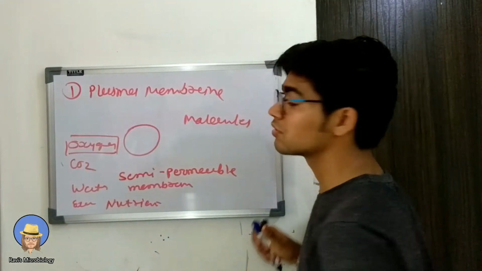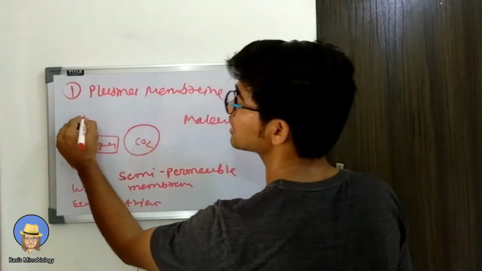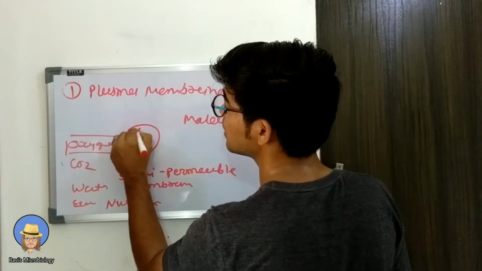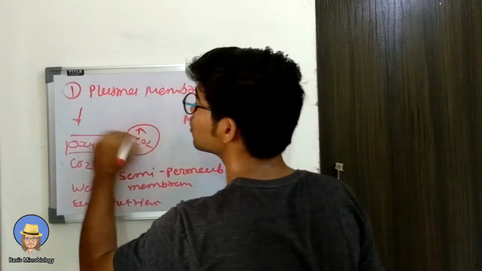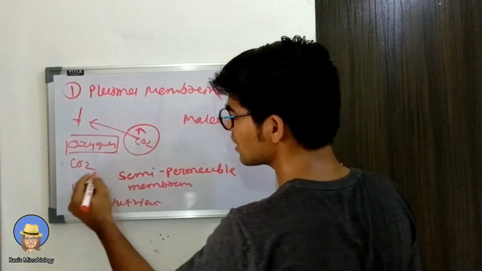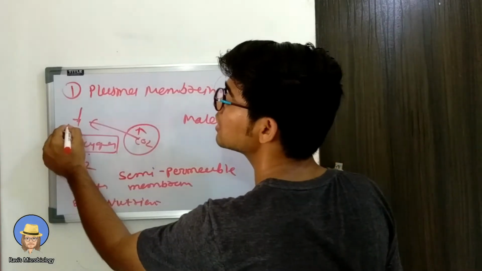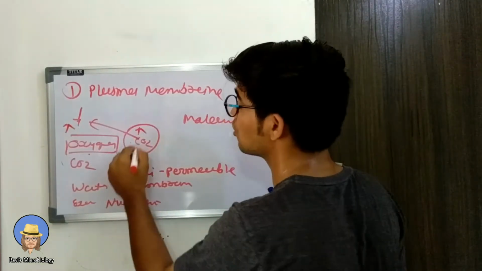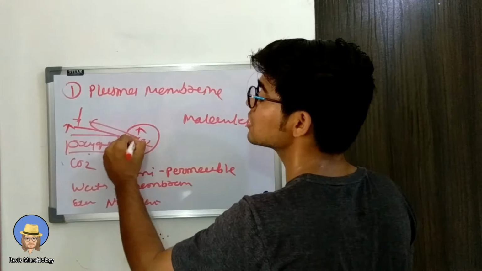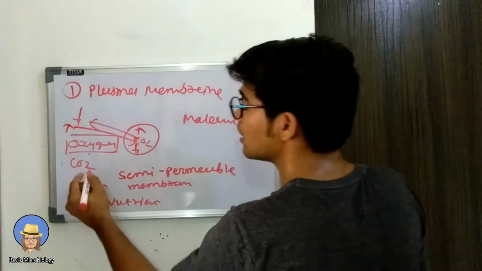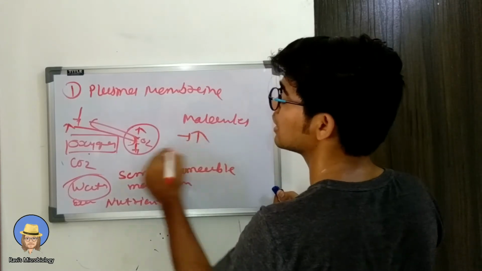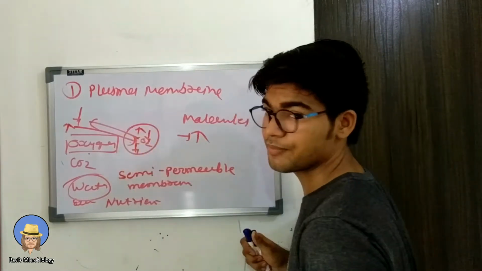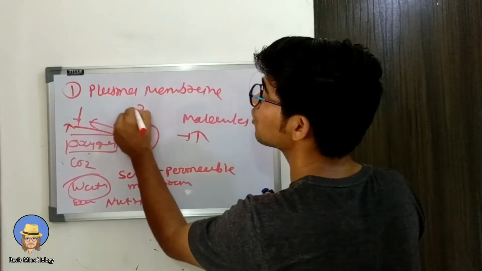If the cell has an increased amount of CO2 on the inner side and it is low on the outer side, then diffusion from the higher to the lower side occurs. Same with oxygen. Oxygen is very high outside, whereas inside the cell it is low, so diffusion of oxygen into the cell occurs. Same with water. If the water amount outside is high and inside is low, then the process is called osmosis.